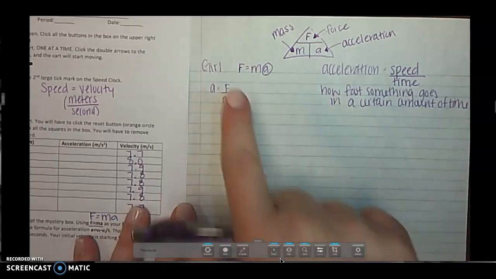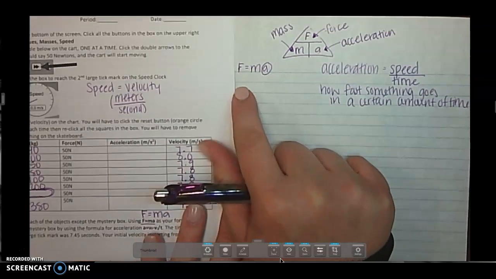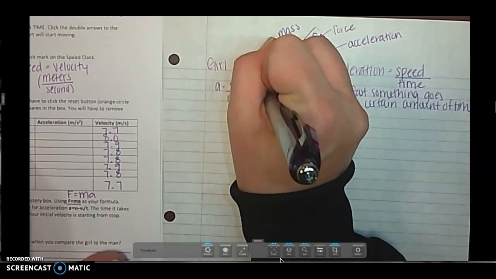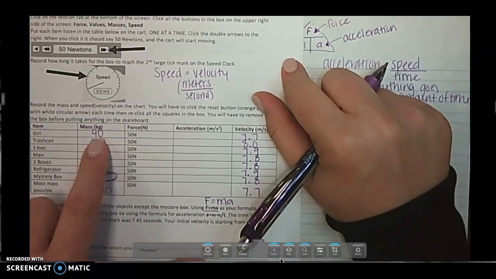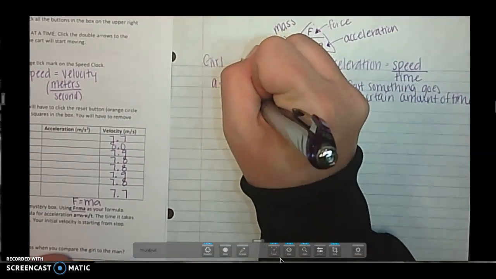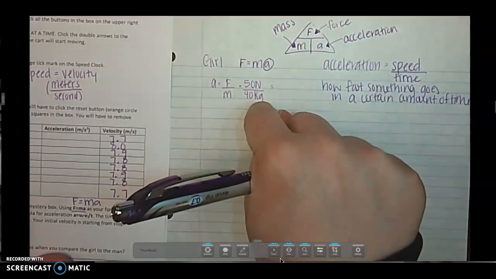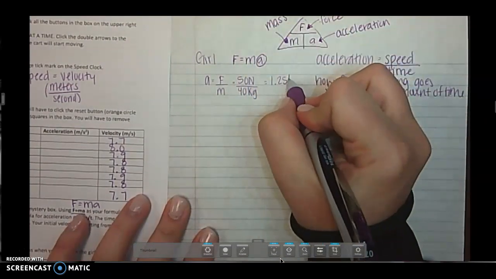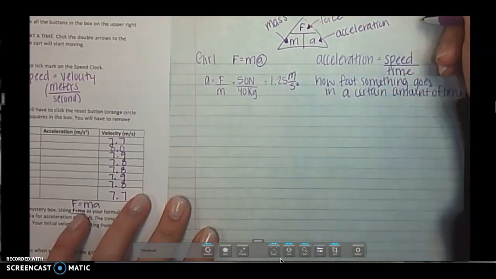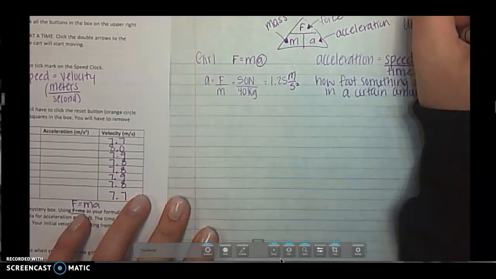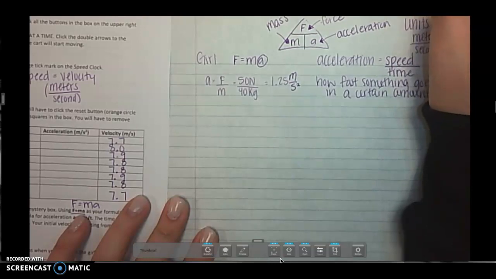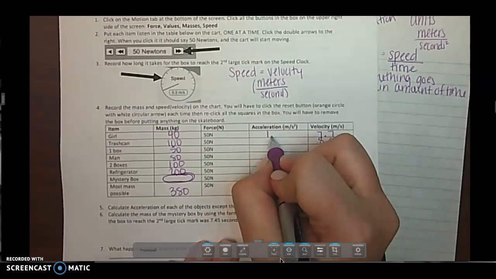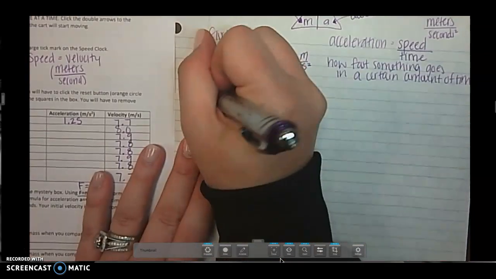So going back to our girl, we're finding accelerations. We have to fill in force. Well, our force is 50 newtons. So we have 50 newtons over M, which is mass, and our girl's mass is 40 kilograms. So 50 divided by 40, and we get 1.25, and our units are meters over seconds squared. So the units for acceleration are meters over seconds squared. So seconds times seconds. So I'm going to come back to my table and I'm going to write my acceleration as 1.25.